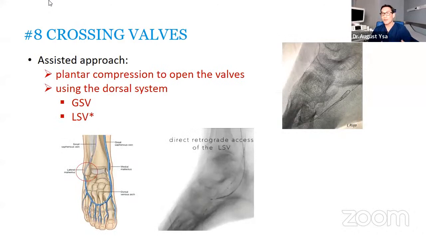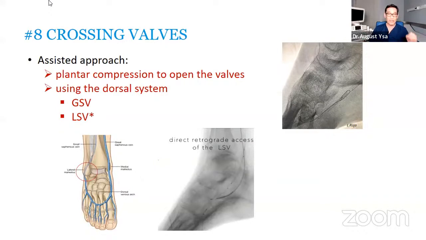Alternatively, if you have an issue with crossing the valves, you can also just press the forefoot in order to open the valve, or use the dual axis, bidirectional axis, like in this image from Lake Raja, or you can also use the lesser saphenous vein. This is what we have been doing recently, and hopefully this is going to be published soon in a journal.